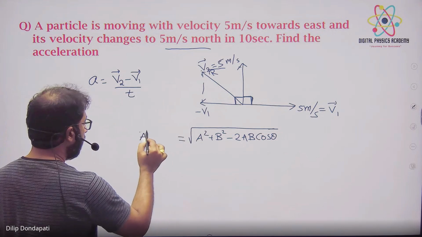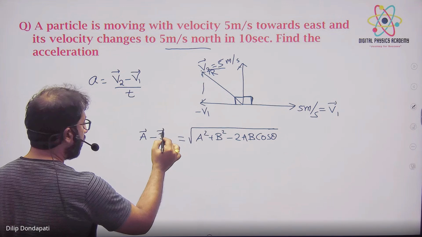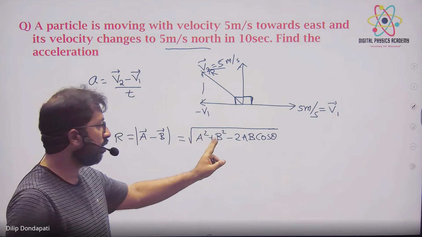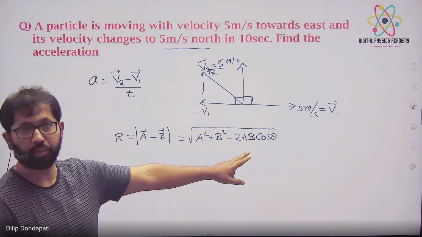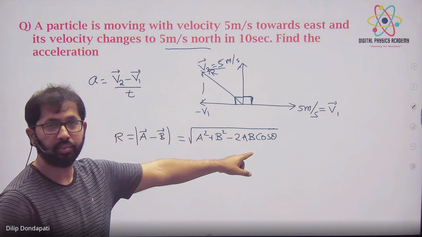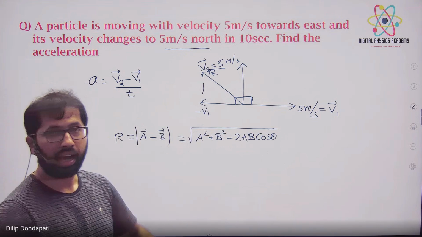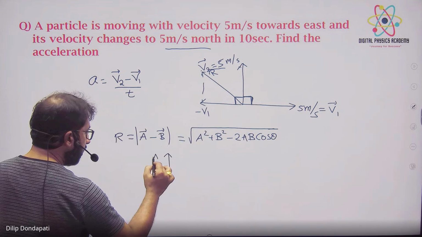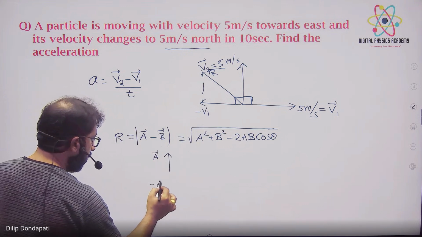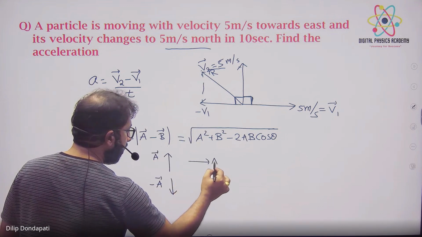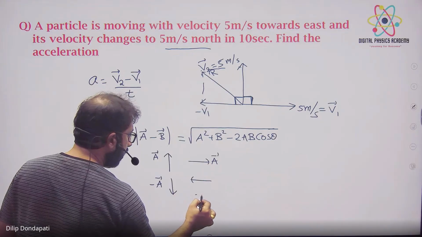A vector minus b vector का magnitude. This is nothing but r, right? So the formula is a square plus b square minus 2ab cos theta we use for subtraction. Addition के लिए always plus आएगा, इधर minus आएगा subtraction के लिए. Okay. And negative vector के बारे में learn करो. If a vector is like this, negative vector will be in the opposite direction.